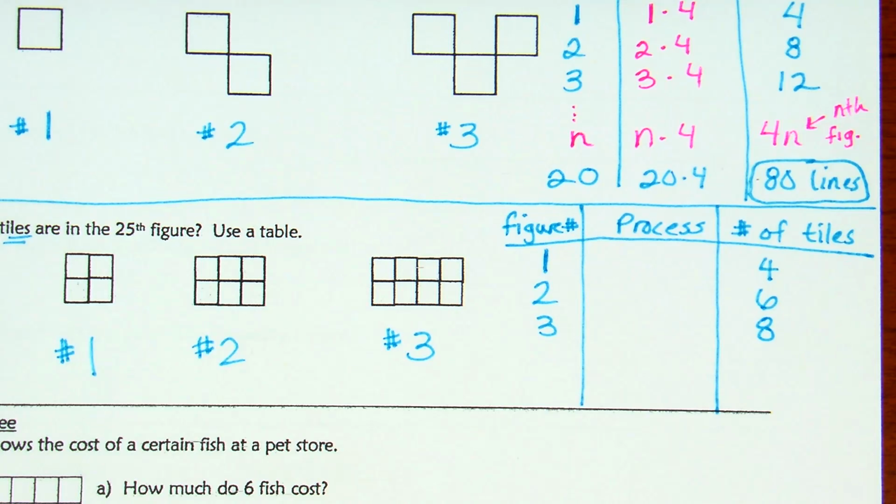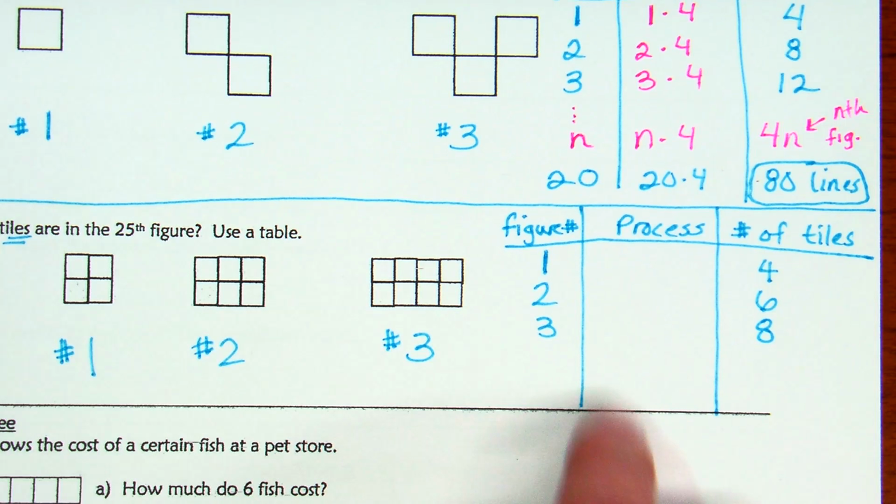Any thoughts here? Okay. I agree the number of tiles is going up by 2 each time, right? So does that make sense that somewhere in here there's going to be an adding 2 maybe? However, can I just add 2 to the figure number? No, that'd be too easy, wouldn't it? Okay, I can't just say 1 plus 2 because that 1 plus 2 is 4. 2 plus 2, that's 6. Not 6. 3 plus 2, not 8. Okay. So other thoughts here besides just the adding 2?